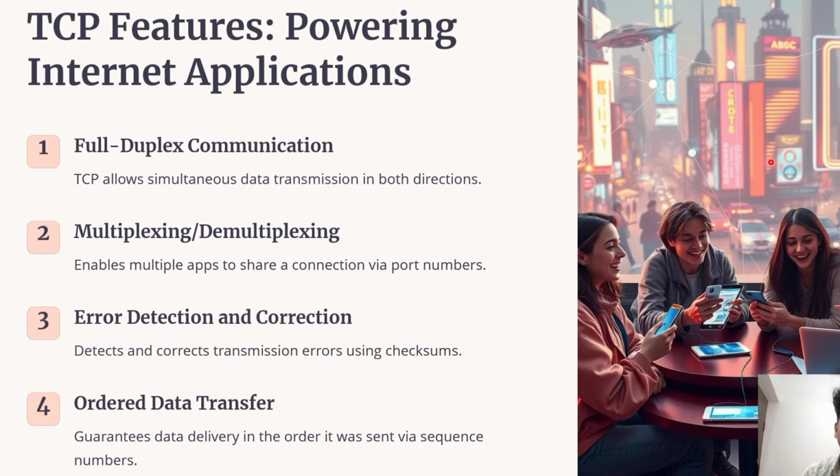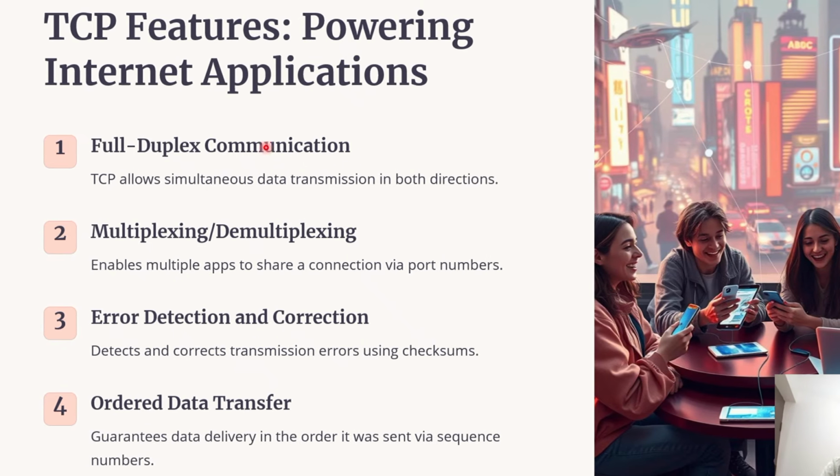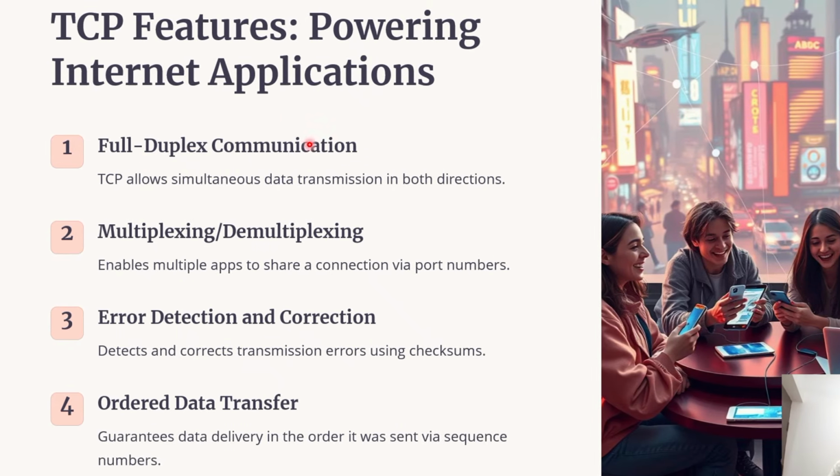The main TCP features: it supports a full duplex connection, so data is transmitted simultaneously in both directions, and many-to-one and one-to-many applications are possible for TCP through the port numbers. Then it has a checksum, so it has an error detection and correction mechanism. The fourth is data transfer in sequence order. If any data is lost, it helps to reconstruct the data, which guarantees data delivery in a particular order.